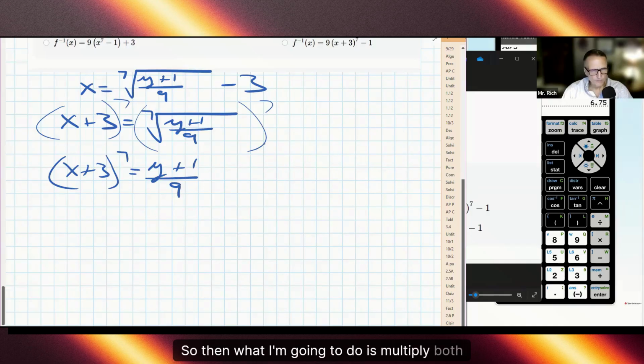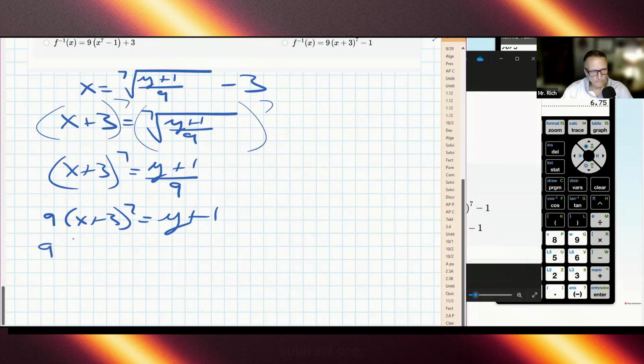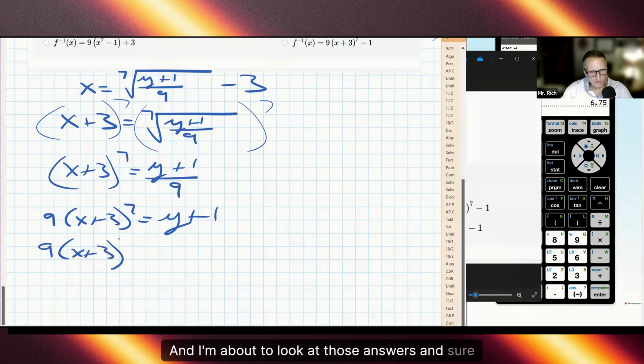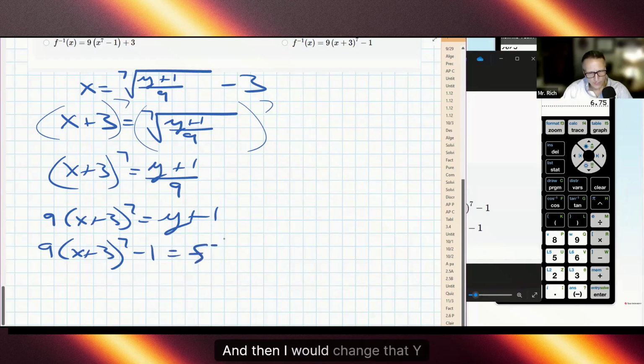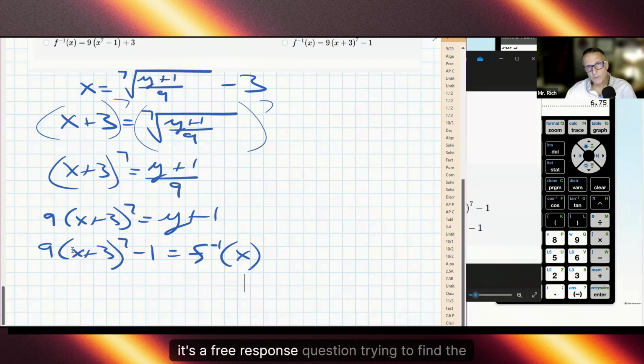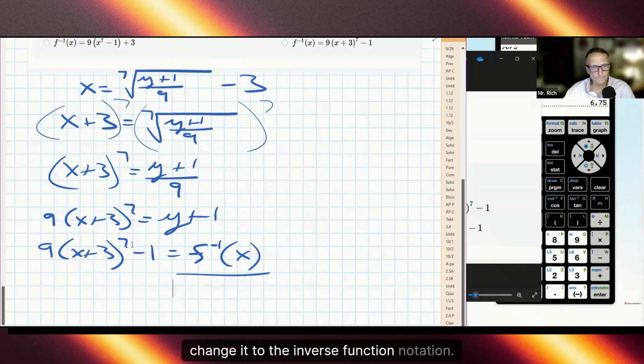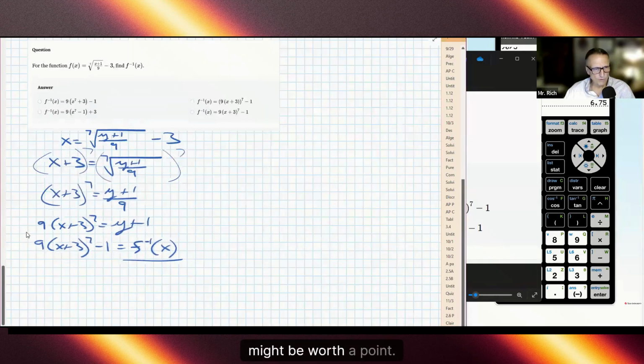So then what I'm going to do is multiply both sides by 9. It's going to take me to this spot and then subtract 1, right? And I'm about to look at those answers and sure hope that that's going to be the form that they have it in. And then I would change that y to an f inverse, right? So if you're doing an AP Pre-Calc test or summative and it's a free response question, trying to find the inverse, make sure as your last step that you change the y that you solved for to the inverse function notation. That might be worth a point.